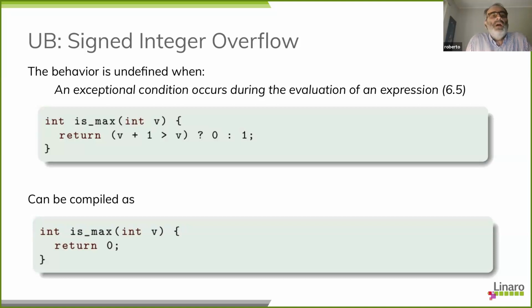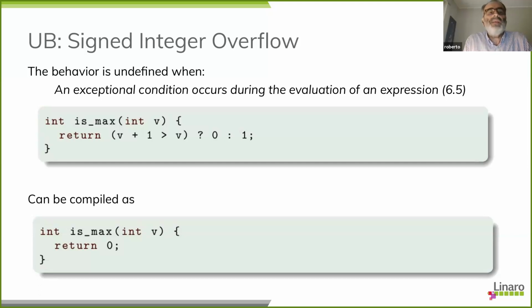In this example, we see another kind of undefined behavior, which is when an exceptional condition occurs during the evaluation of an expression. There are several exceptional conditions. One of those is when there is an overflow in integer arithmetic. Here, the programmer, who probably is reasoning like you would reason in assembly code, is coding a function to decide whether a value of type int is the maximum value that's represented in the type or not. And the reasoning is this: if I try to increment v by 1 and I succeed, so I obtain something that is actually greater than v, well, then this was not the maximum value.